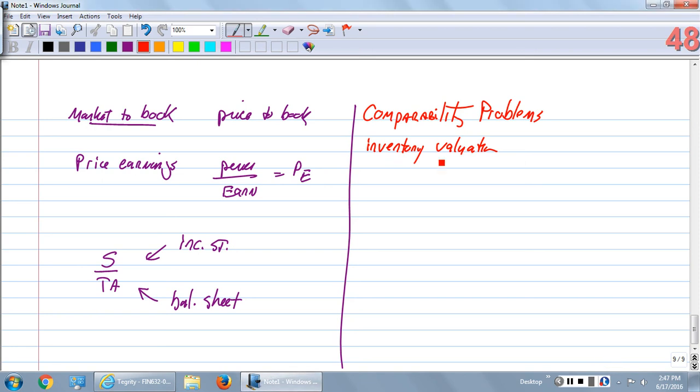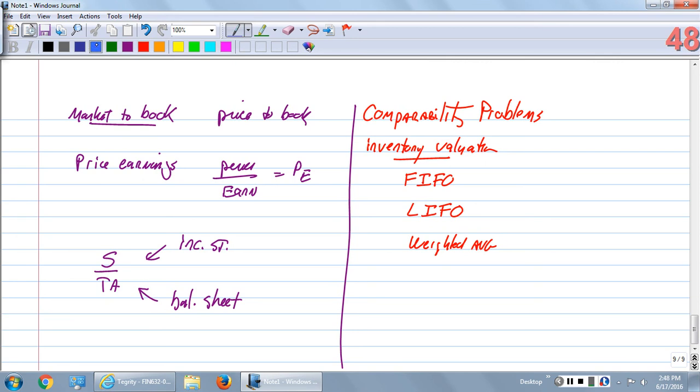So inventory valuation. Some firms may use the FIFO method, the first in is the first out. Other firms may use a LIFO method, last in, first out. There may be someone who uses an average or a weighted average approach. And so if you are trying to make comparisons across different firms, and different firms may have used different accounting methods, then it makes comparison more difficult.